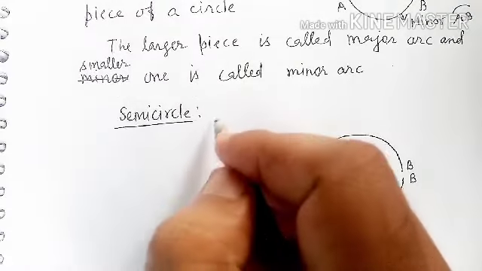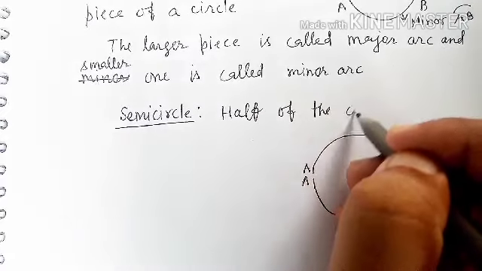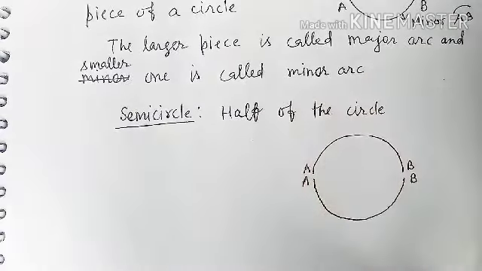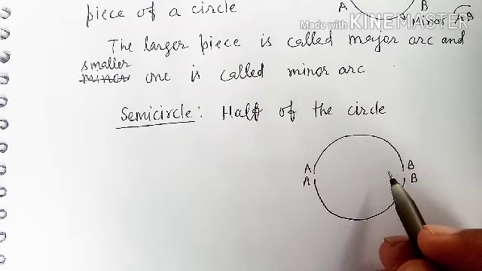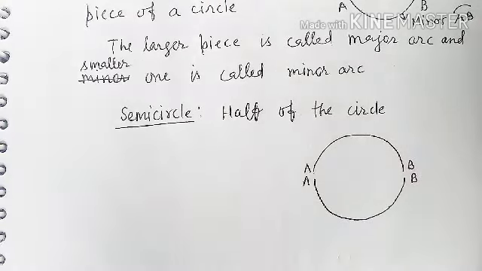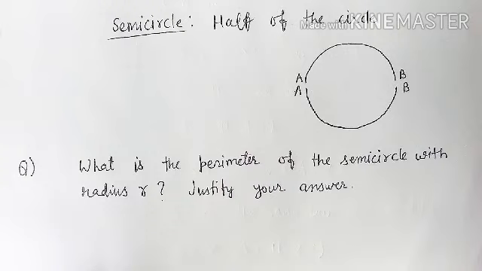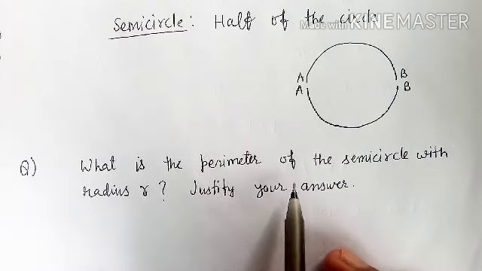Now semicircle. It is half of the circle. If we draw a diameter in a circle, then we get two equal pieces. Each of them is called a semicircle. So semicircle is an arc also. There is a popular question in this regard. What is the perimeter of the circle with radius r? Justify your answer.